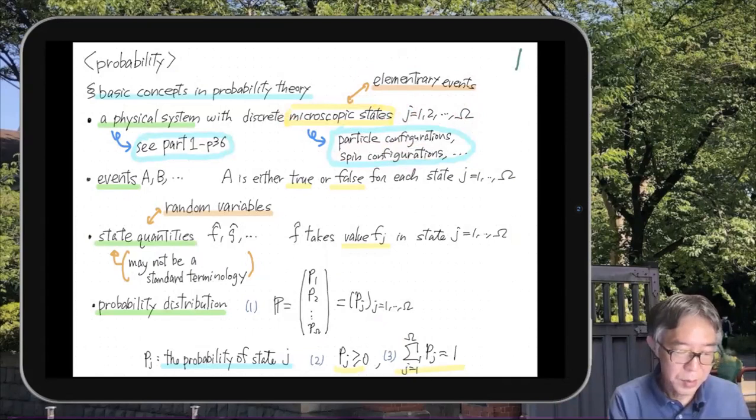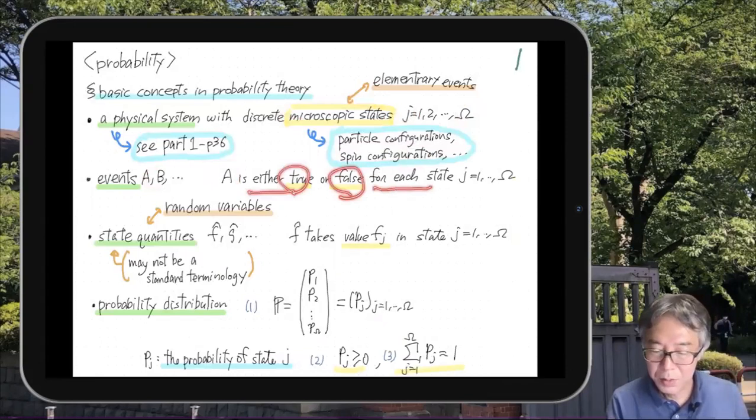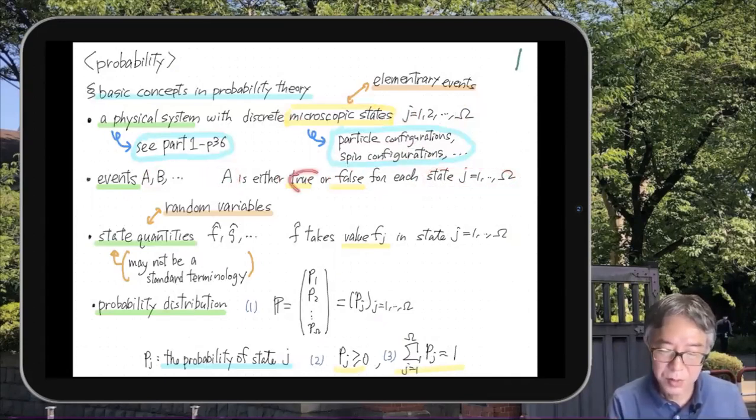Okay, events. I denote events by A, B, and an event A is an object which is either true or false for each microscopic state j. So if you are given a microscopic state j, then event A is either true or false. Probably you know this. And I denote by F hat, G hat the state quantities. In mathematics, they call these random variables.